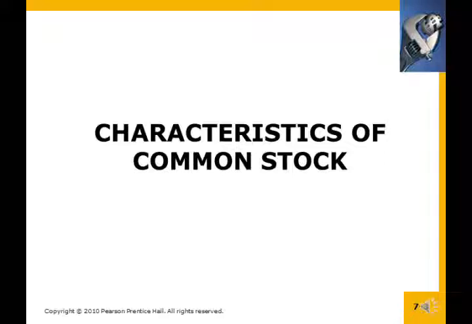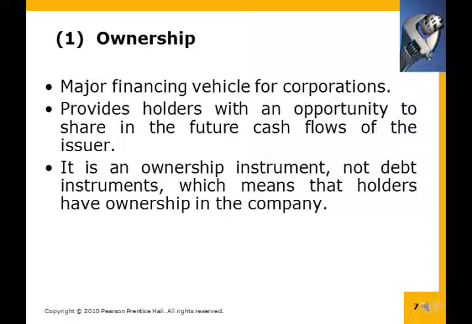What are the characteristics of common stock? We have 6 characteristics of common stock. So the first characteristic is ownership. Stocks are considered a major financing vehicle for corporations. A firm can raise funds by issuing shares to the public. So it's a major financing vehicle for corporations.